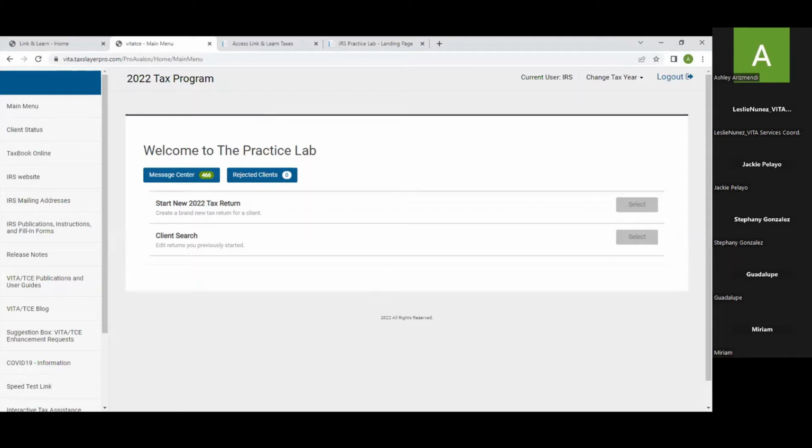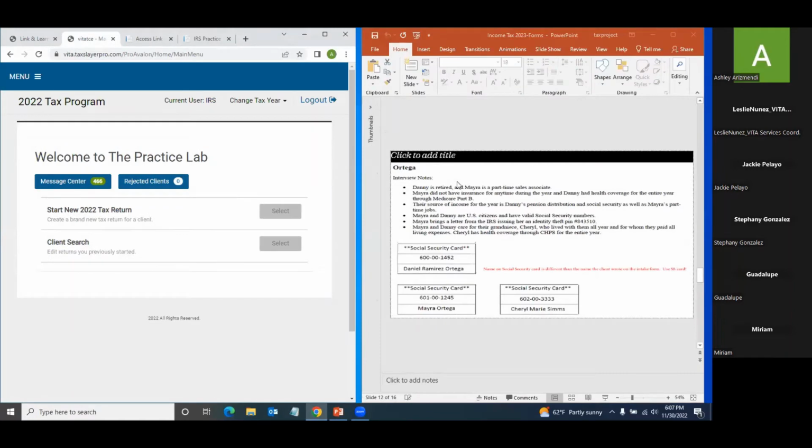Give me a second, let me go back to the PowerPoint and where we're at. We're going to be doing this practice one of Ortega. When we're first doing it, this is like putting this information into the system. We're going to be looking at Ortega's place right here. We're going to click on Start New 2022 Tax Return and select it.